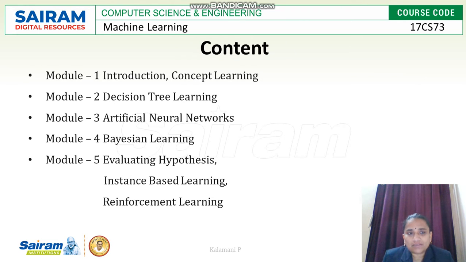Then the module-wise description. In this subject, module 1 is the introduction part and the content. Concept learning is defined in module 1. Module 2 completely covers decision tree learning. Module 3 is artificial neural networks. Module 4 is Bayesian learning. Module 5 is evaluating hypothesis, instance-based learning and reinforcement learning. We'll see one by one.